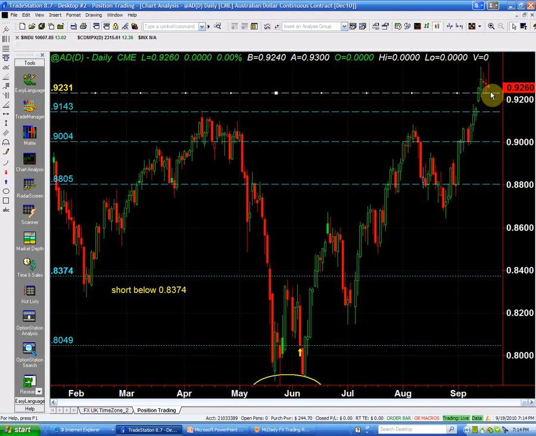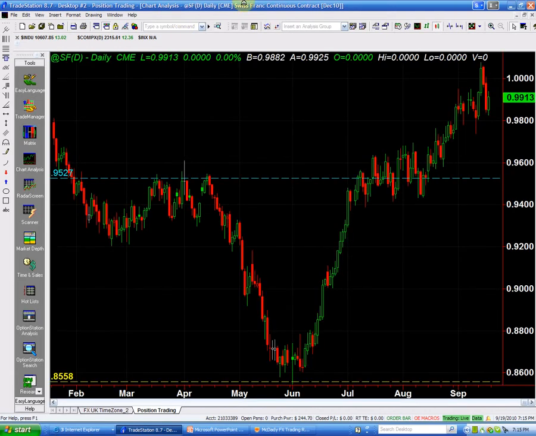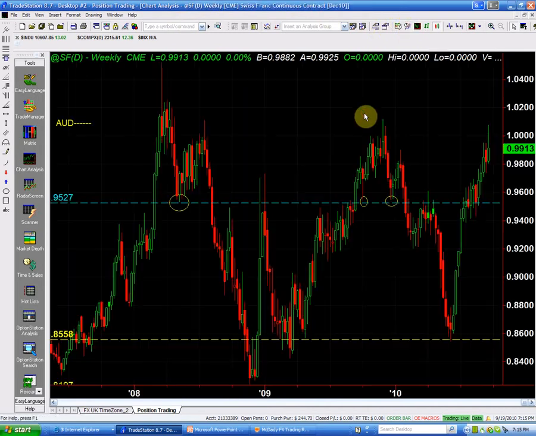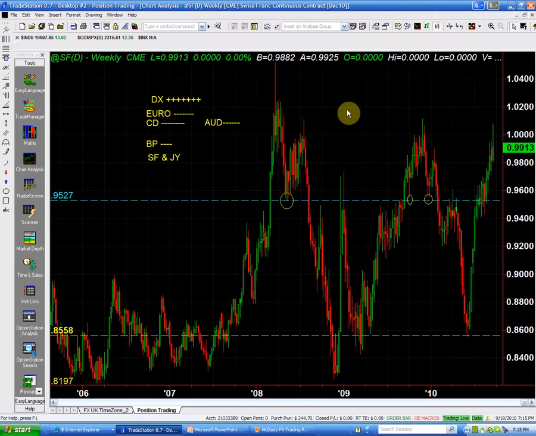Okay, so the only currency so far that has a well-defined buy signal is the US dollar. The yen has a definite sell signal. The Aussie is a minor sell signal. So now let's go look at the Swiss franc. Again, this is the basket of the Swiss franc against all other currencies, not just the US dollar. And right here, this is also another sell signal.